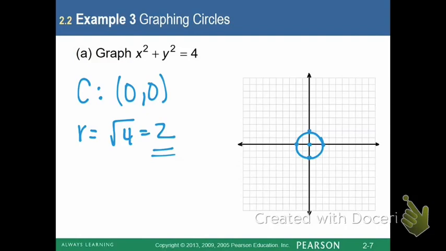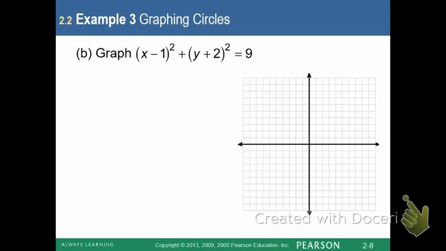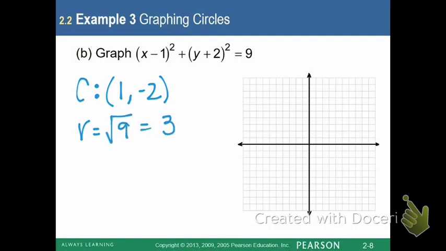For the next one, so I'm going to write down the center. Switching my signs, my center is going to be at (1, negative 2). My radius is the square root of 9, which is 3. So I'm going to come over here, put my center at (1, negative 2), so put a dot there. And then again, I'm going to go left, right, up, and down 3 units. So 3, and then just draw my circle.